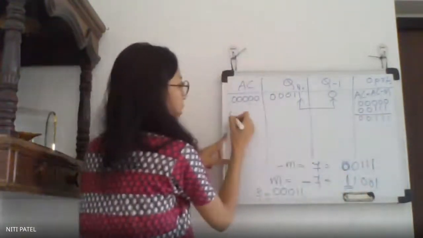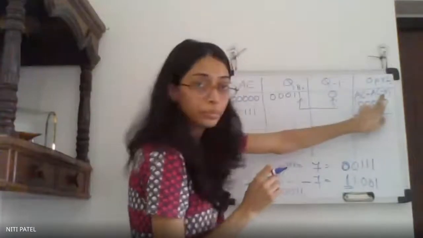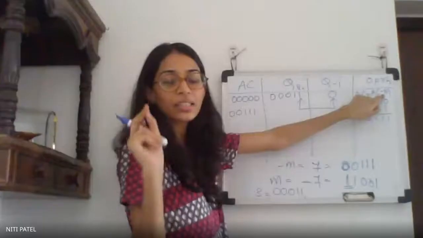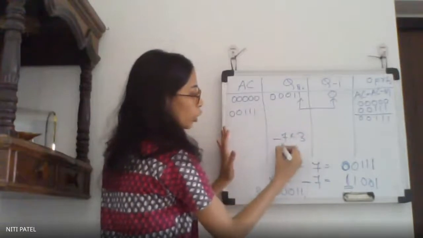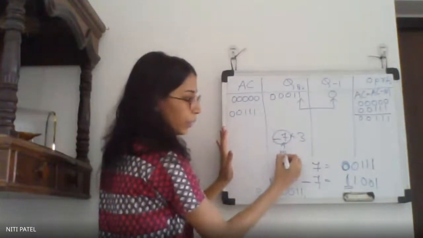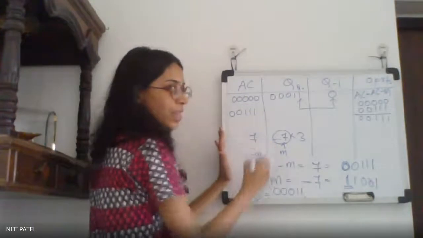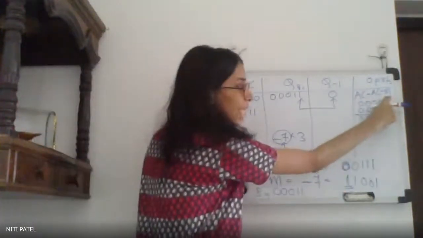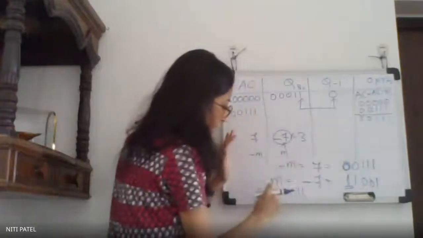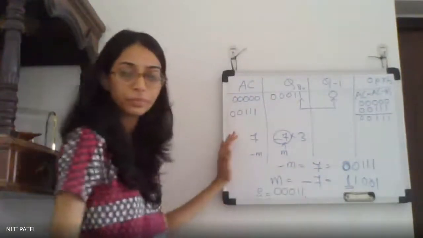Where do I store it? Into the accumulator. Question is minus 7 into 3. So your minus 7 is M. So your minus M will become 7. So we are doing AC minus M. So that minus M is nothing but 7.